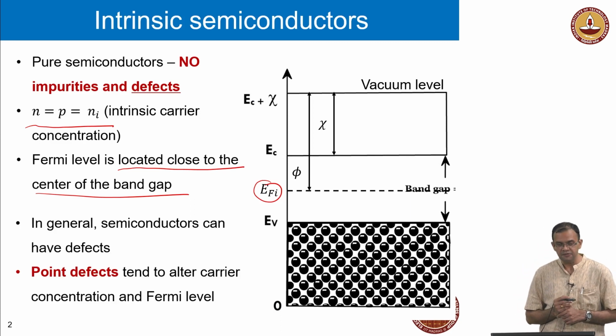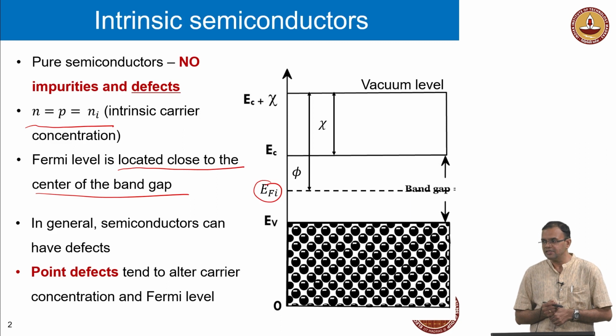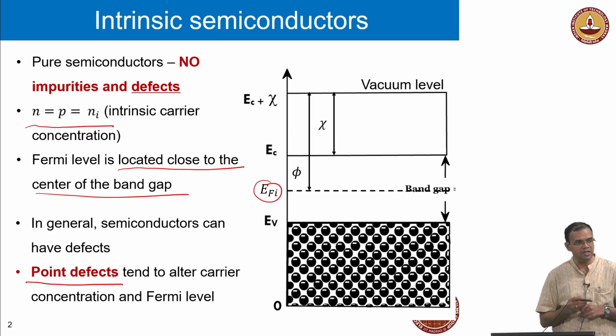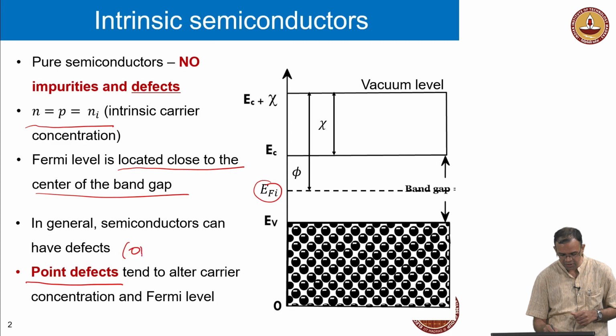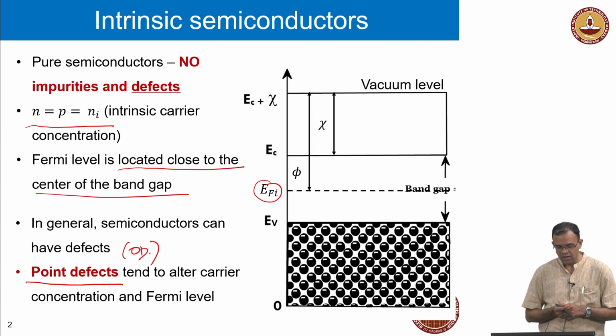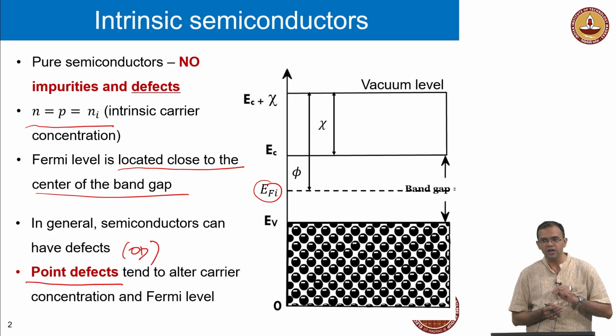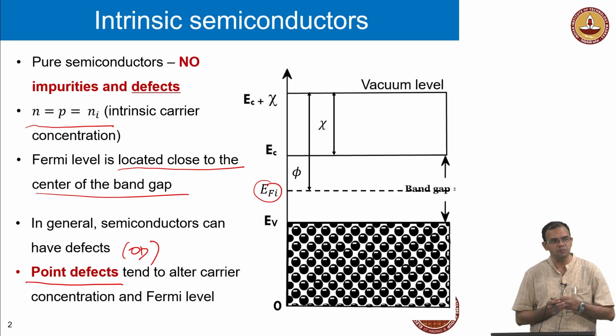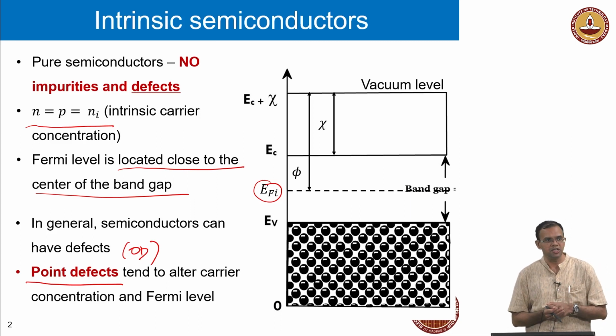Of course, in general, this is not true. We can have defects, and normally as metallurgists, when we talk about defects, we talk about 0-dimensional, 1-dimensional, 2-dimensional defects, 3D defects, and so on. Mostly we are going to focus on point defects, which are 0-dimensional defects, and we can see that these point defects can change the carrier concentration. So you can be in a situation where N is not equal to P, and because they change the carrier concentration, they can also change the Fermi level.